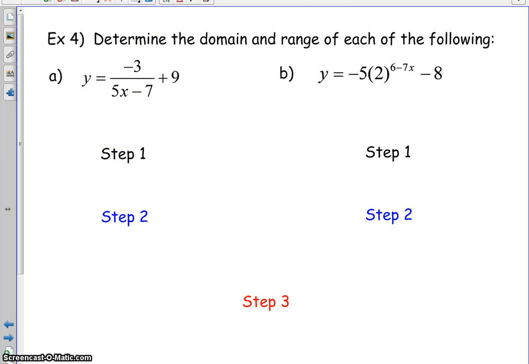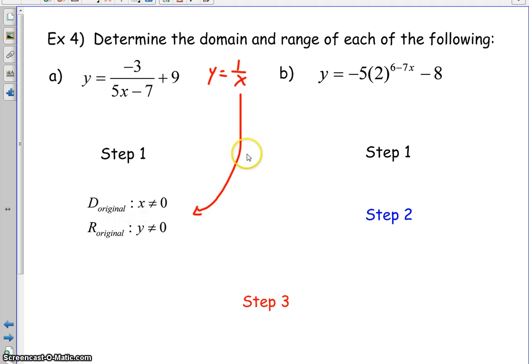Okay, so in this particular case, looking at the first one for a, my parent function is y equals 1 over x. So that tells me that the domain of my original should be x is not equal to 0, and the range of my original should be y is not equal to 0. Okay, next thing I need is my mapping rule.